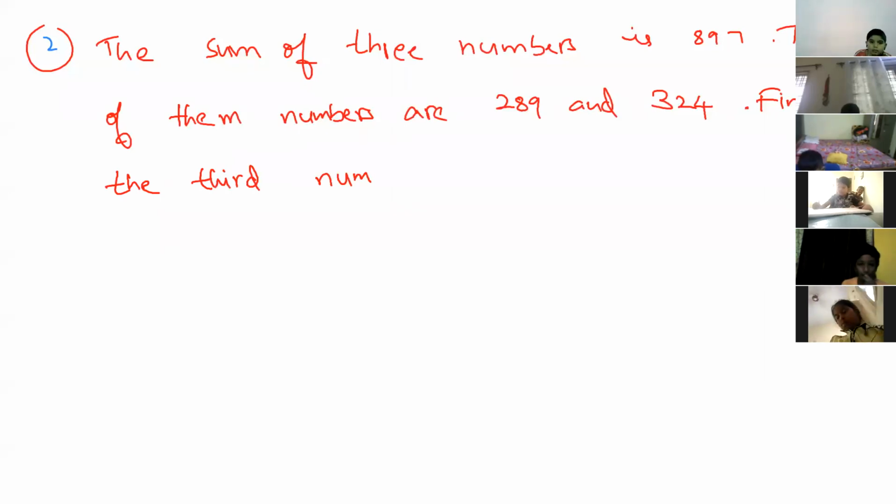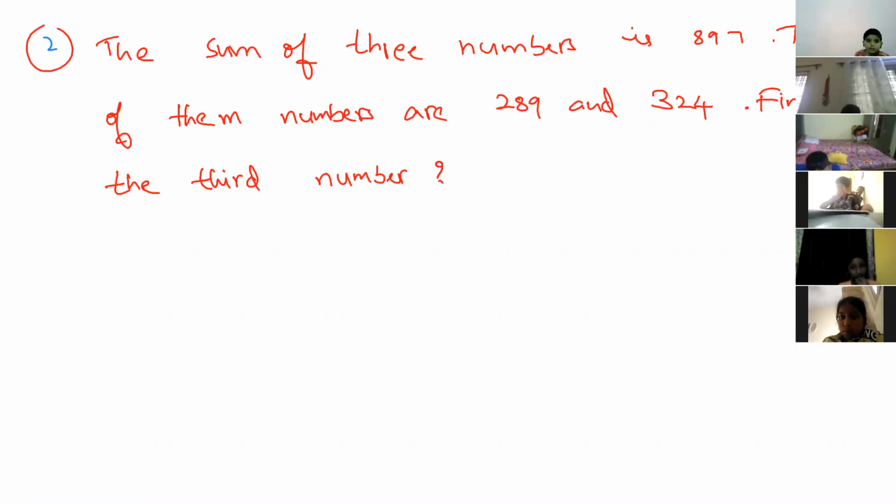You have to find the third number. They gave the sum of the three numbers. Then you have to find the last number, given the other two numbers. You have to find the third number.